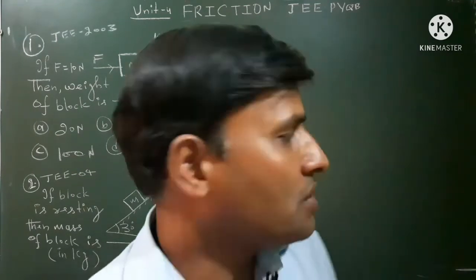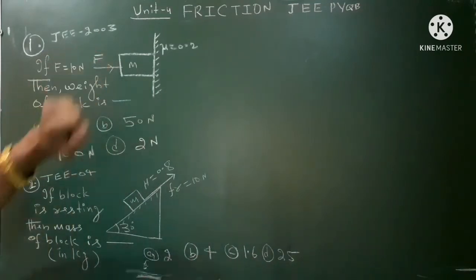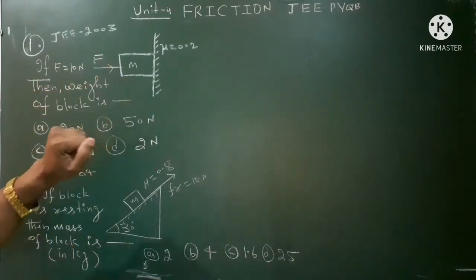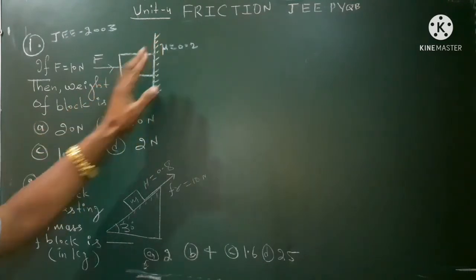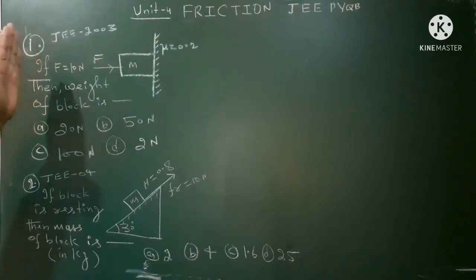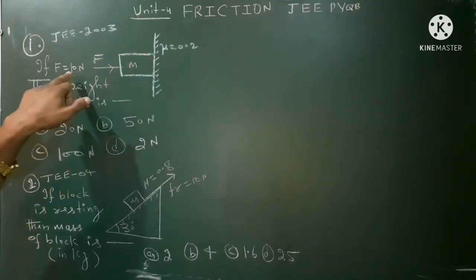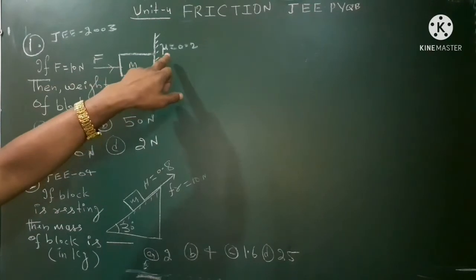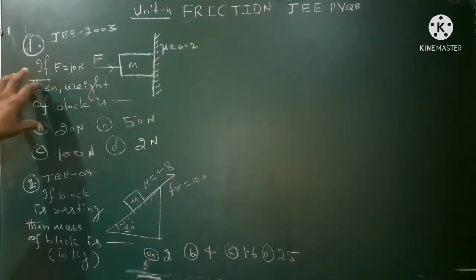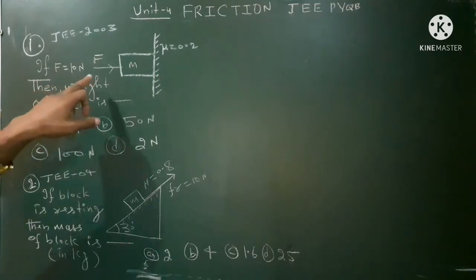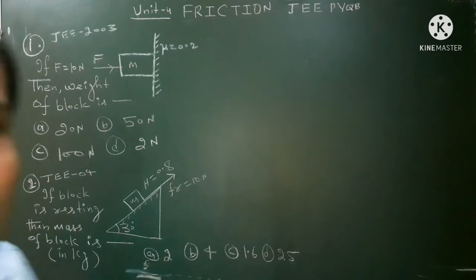See the first question, already written here. In 2003 this question was asked based on friction. One block is resting against a wall and a force is applied, pressing it against the wall. The force value is given as 10 Newton, and the coefficient of friction is mu equal to 0.2. If F is equal to 10 Newton, what would be the weight of the block?